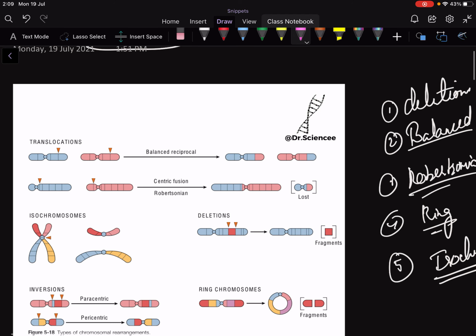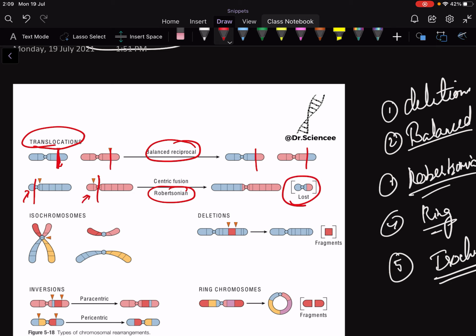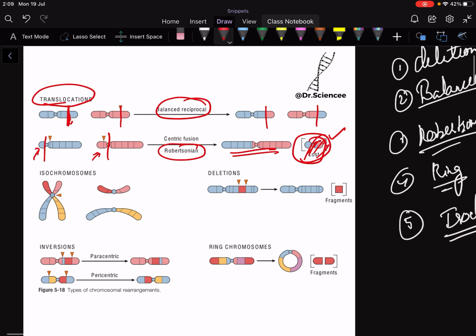As you can see here, translocations are divided into balanced translocation. As you can see here, this is the blue part, and this is the pink part, and there is a balanced translocation. The blue part is getting fused with the pink, and the pink is getting fused with the blue. Next we will talk about Robertsonian translocation. I already told you that these are the acral ends, these small things here. So the acral ends are getting fused, right, and they are lost. But as you can see, the long arms are getting fused with each other. Next we will talk about isochromes.